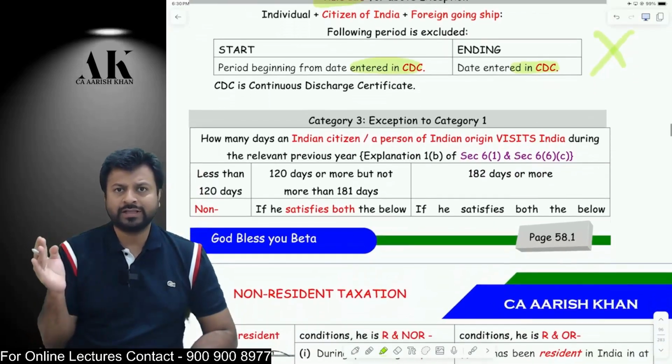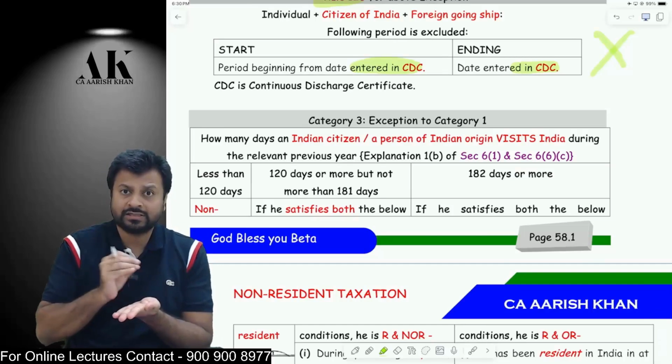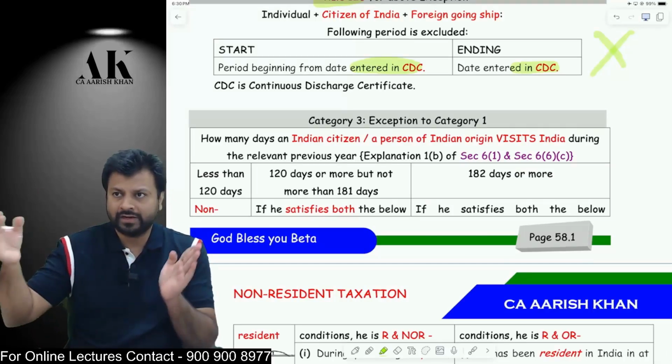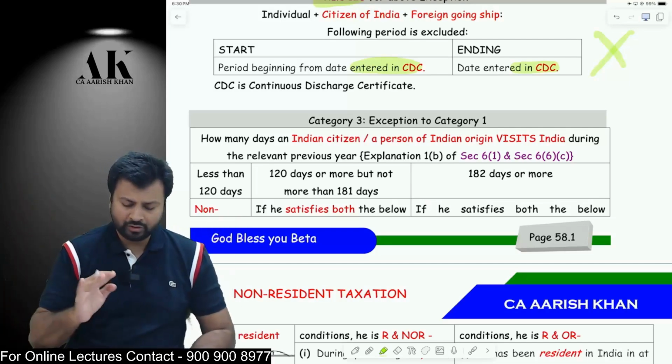So how do they compute that period? The government has told us the date entered in the continuous discharge certificate, the sign-in date and the sign-off date. Whatever is the period between them, that much period will be out of India. I hope it is clear to all of you.